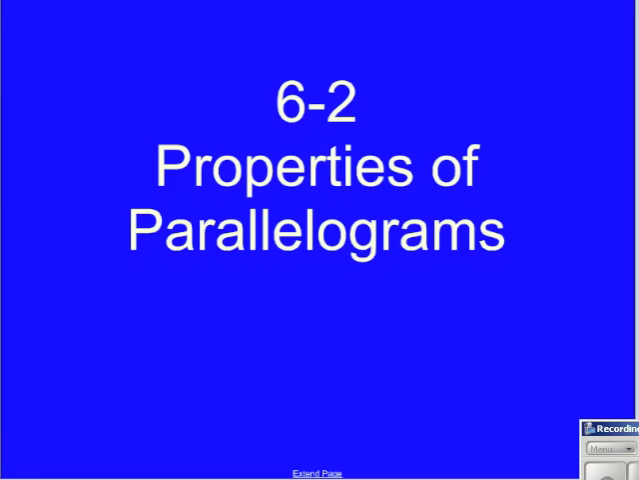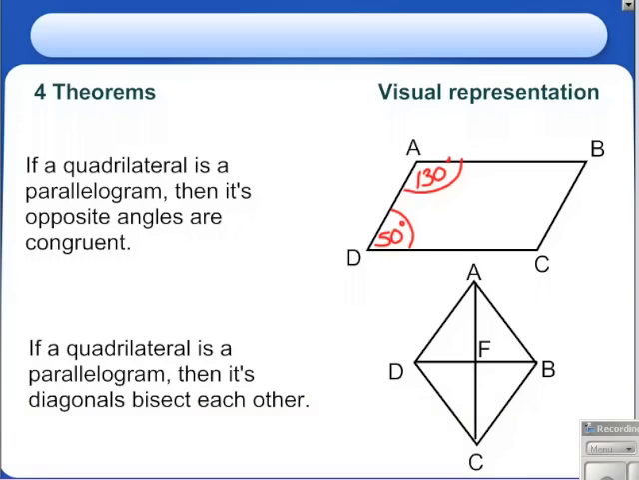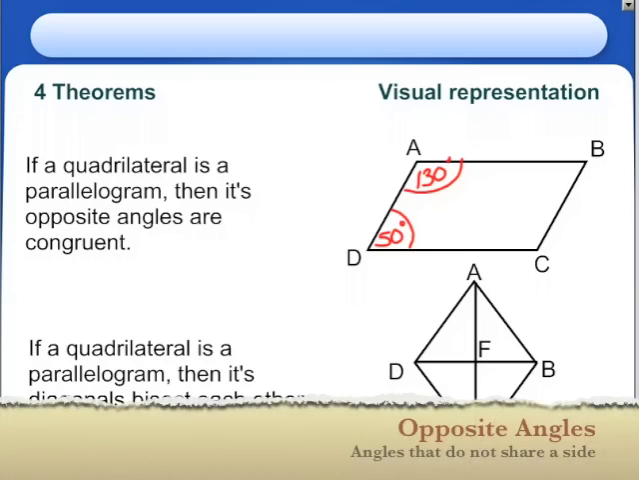Our next theorem: if a quadrilateral is a parallelogram, then its opposite angles are congruent. Well, let's go back to a previous example. We said angle D was 50 degrees. And then we were able to solve that angle A was 130 degrees because they are supplementary and they're equal to 180. Now, this theorem says opposite angles are congruent.